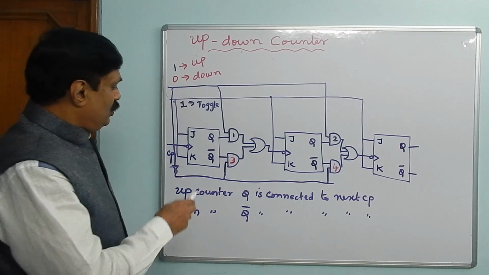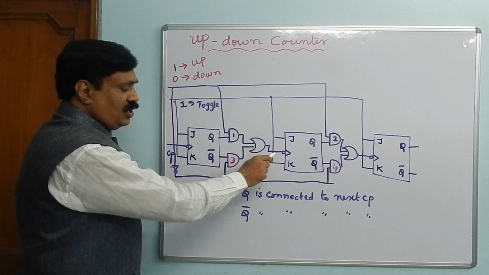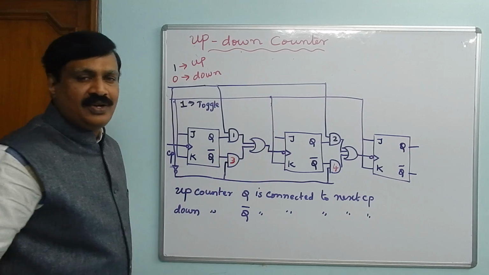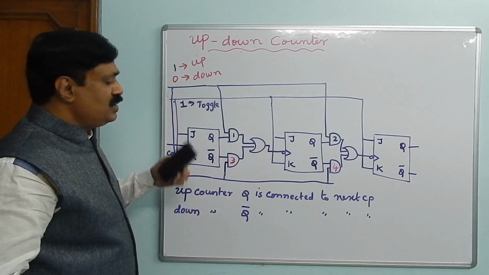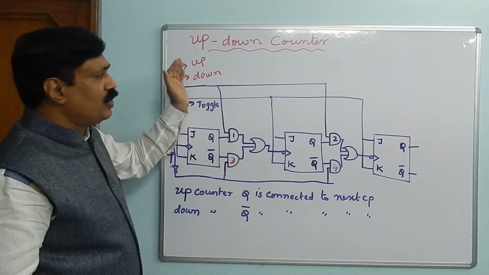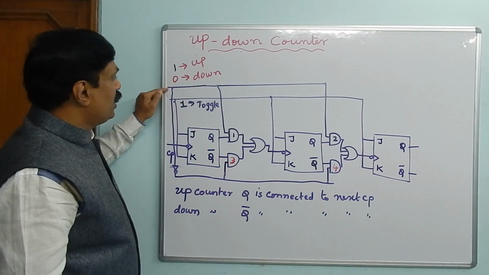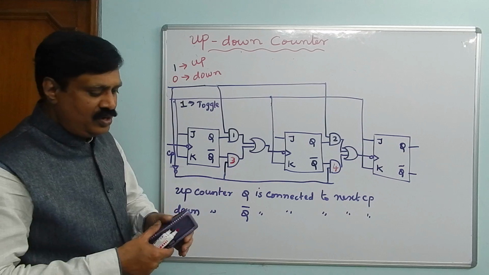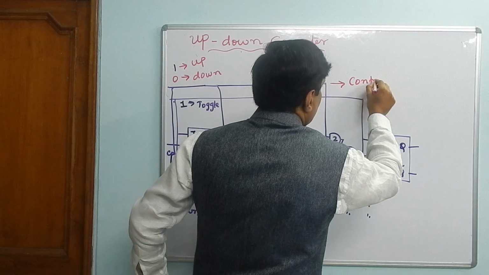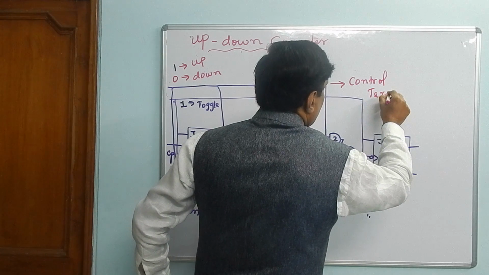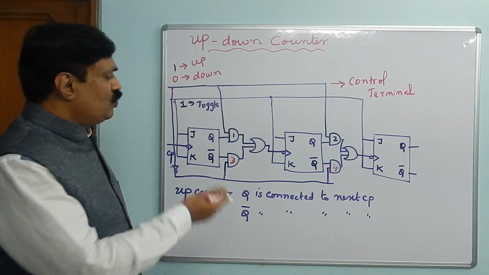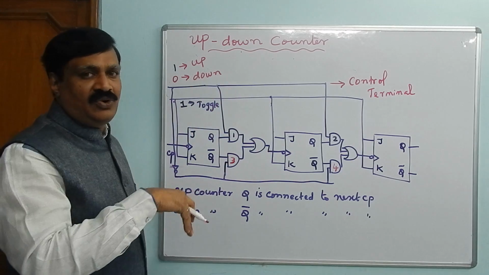Already we have seen that for the up counter, Q is connected to the clock pulse, and for the down counter, Q bar is connected to the clock pulse. Now both are connected to the clock pulse, but we use either Q or Q bar according to our purpose, whether up counter or down counter, by this control terminal. By this control terminal, you are using one device as both up counter and down counter.